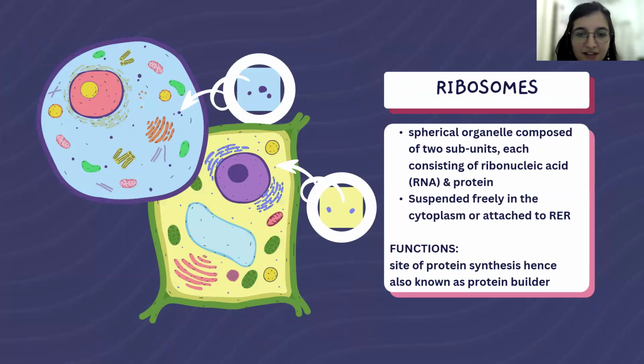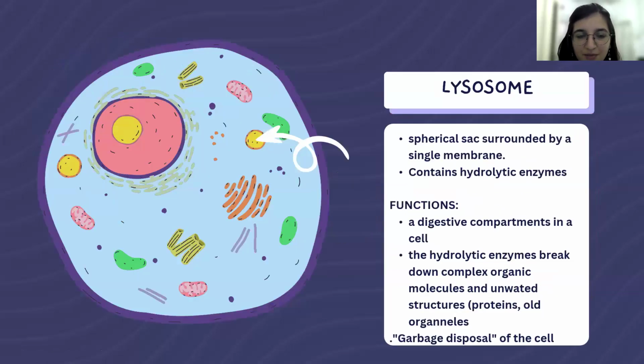Ribosome, the function is important to remember. They are the site, the place where protein synthesis happens. So in simple words, you can also remember these ribosomes, these random dots, as the protein builders of the cell. They build proteins.